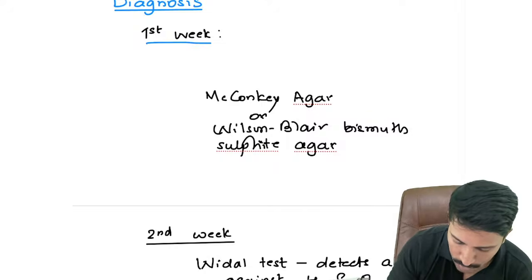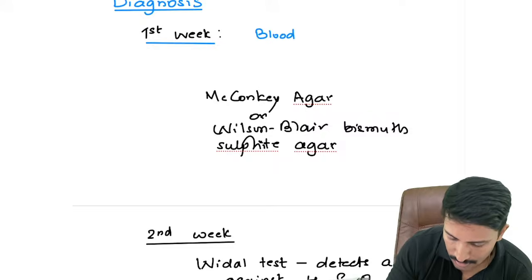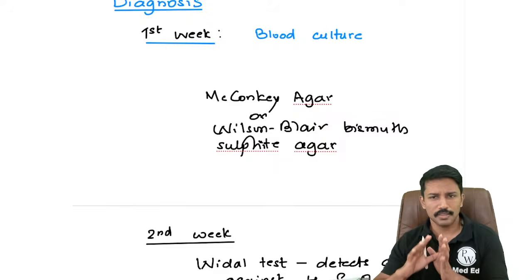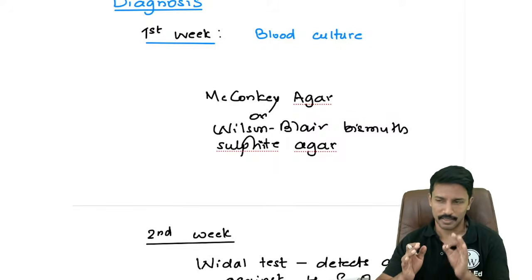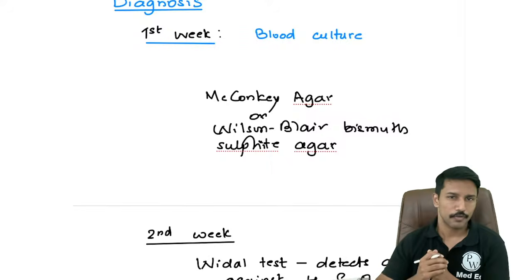The investigation of choice for the first week is going to be blood culture. Blood culture is considered as the gold standard. It will be positive in anywhere between 50 to 70% of the patients if culture is collected properly. Ideally, culture should be collected during the episodes of fever, right?